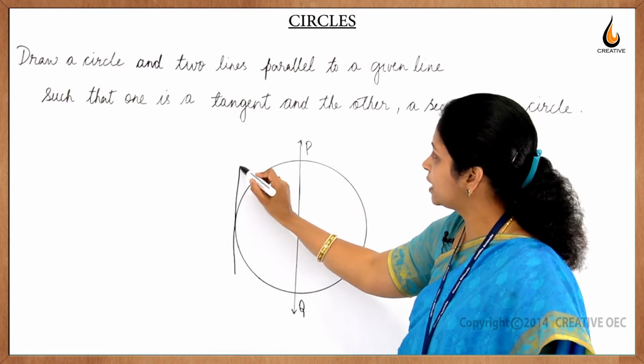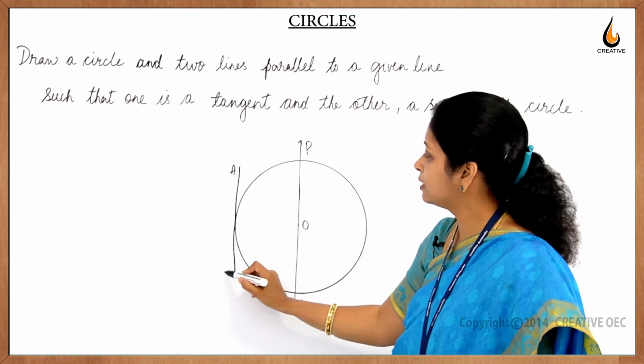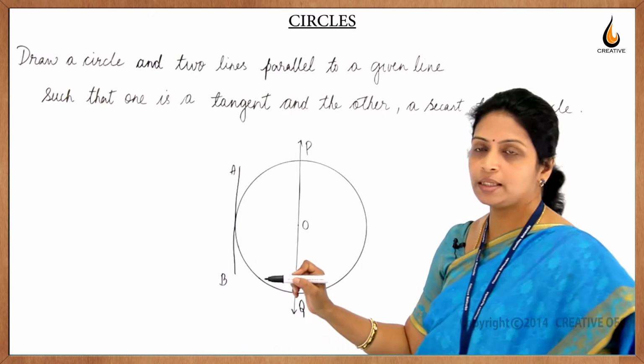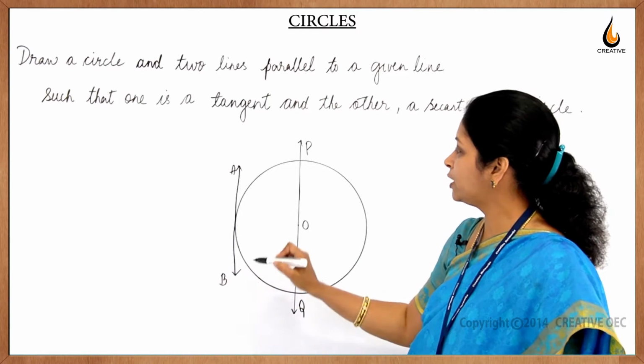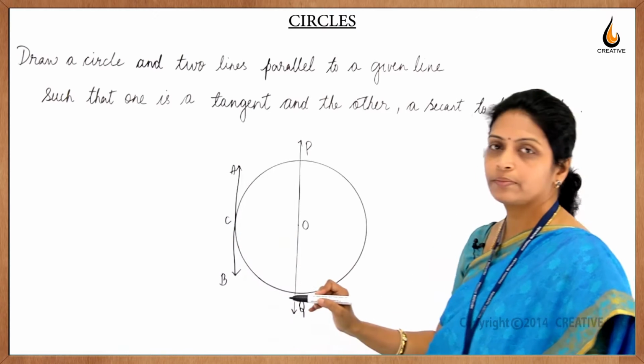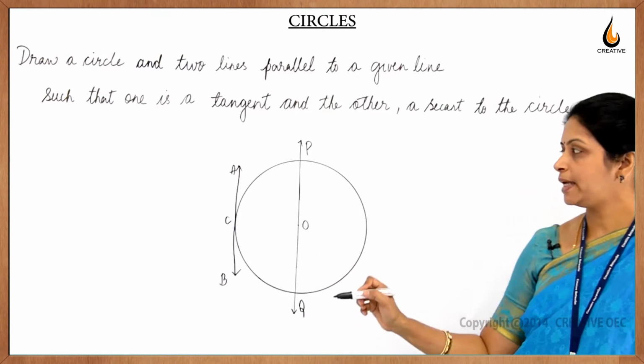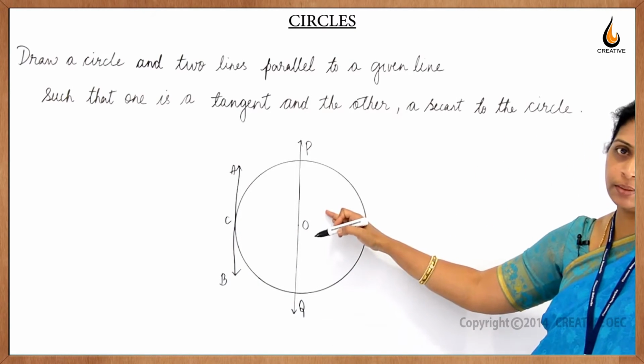We can call this line AB. So, AB is the tangent to this circle. We can call this point of contact C. So, AB is the tangent which is parallel to this given line PQ.